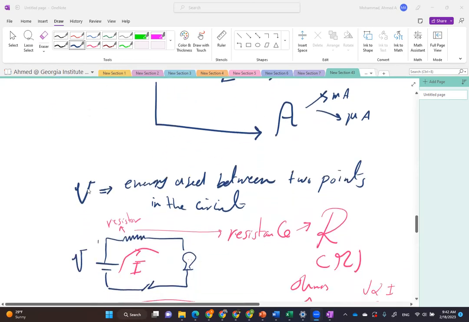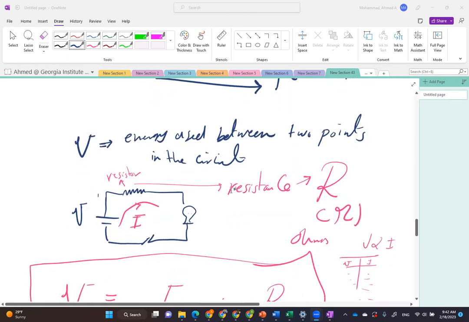V, the potential difference, is the energy used between 2 points in the circuit. This is the electric circuit. We have a battery, which is the source of potential difference. We have this symbol, which is called a resistor. The resistor has a physical quantity called resistance. Resistance is measured by R, and takes the unit ohm, and the current passes through the circuit.